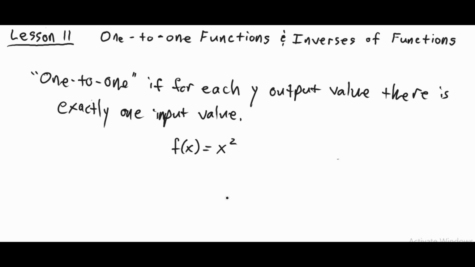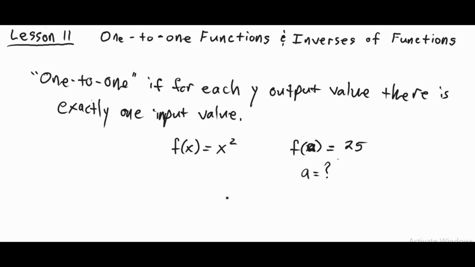Okay, here's an example. Here's the function f of x equals x squared. And the question is, is this function one-to-one? And so suppose we select any output value, let's say f of a is equal to 25. And the question is, what value for a results in f of a equaling 25?